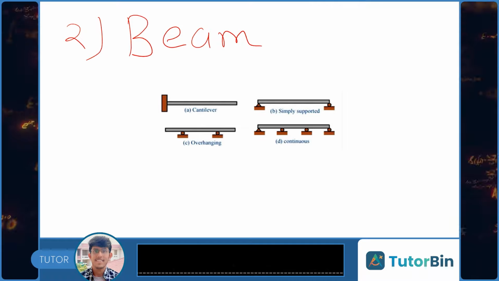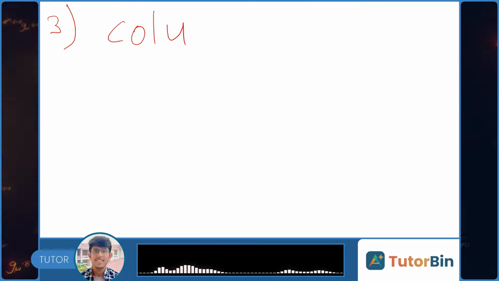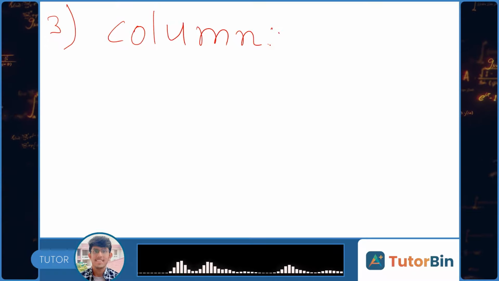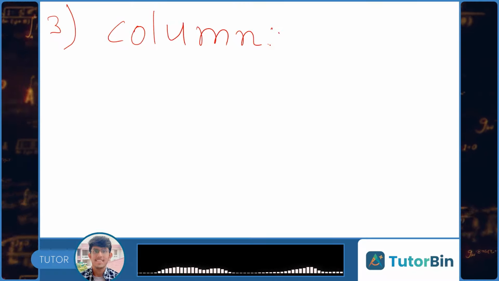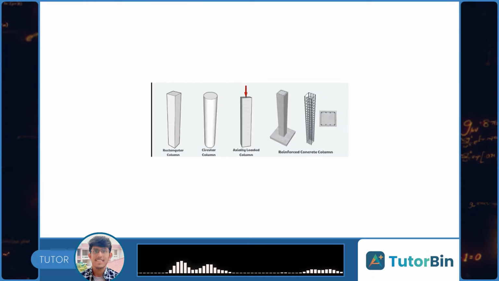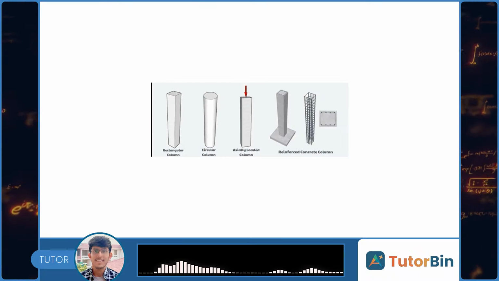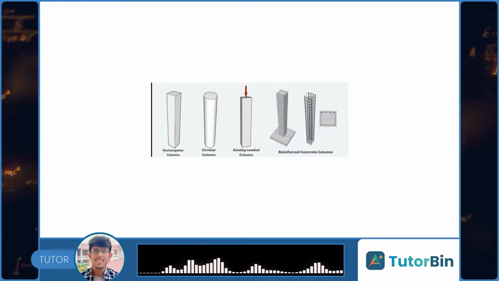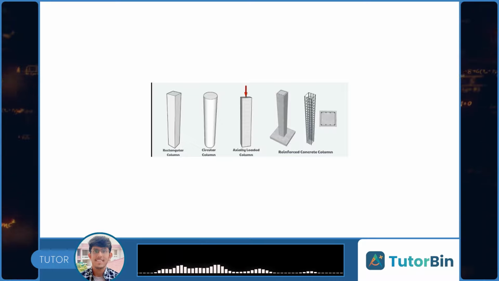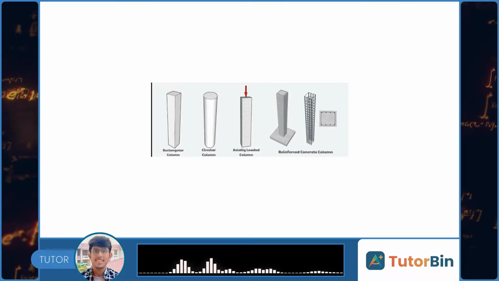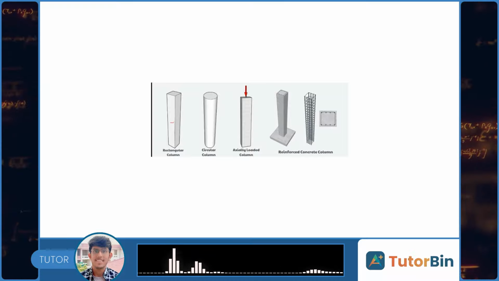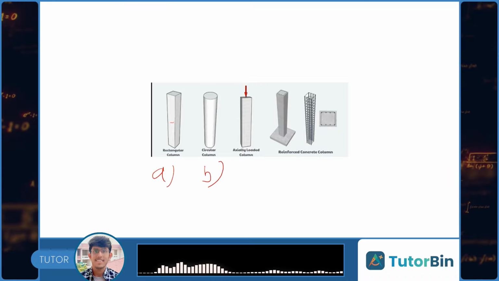Now let's discuss the third and most important element, which is column. Columns are the structure elements that are generally vertical and resist the axial compressive load. There are various types of the column shown in the figure, like rectangular column, circular column, axial loaded column, reinforced concrete column. On the basis of the cross section, we can say A is a rectangular column, B is a circular column.